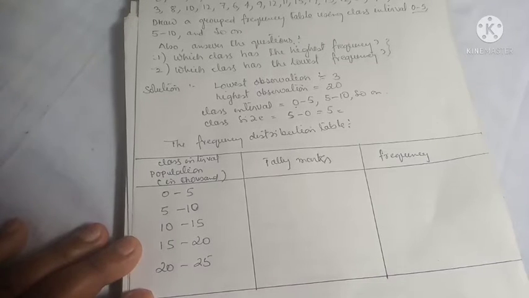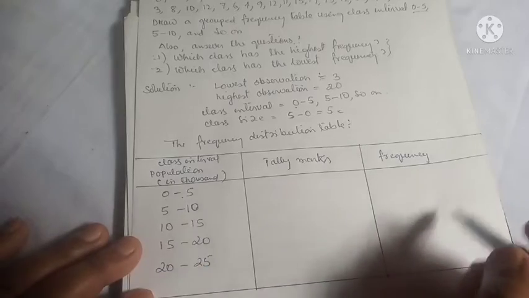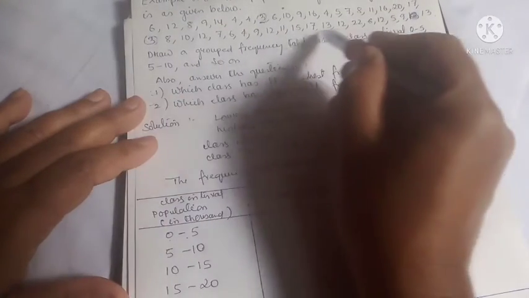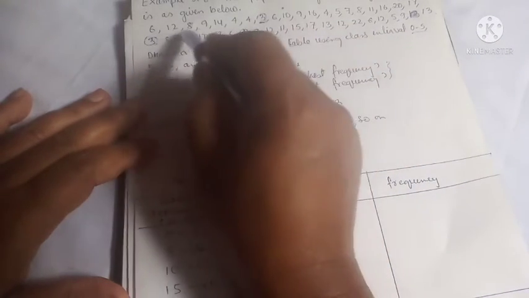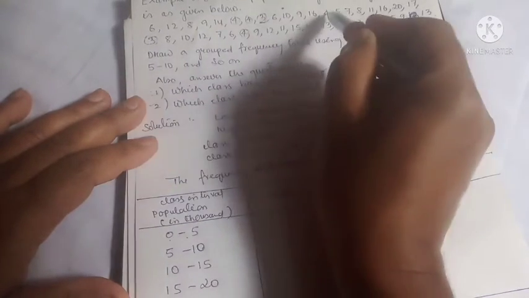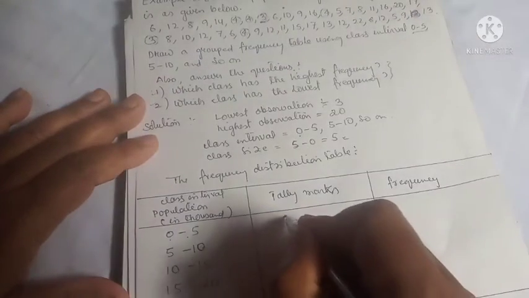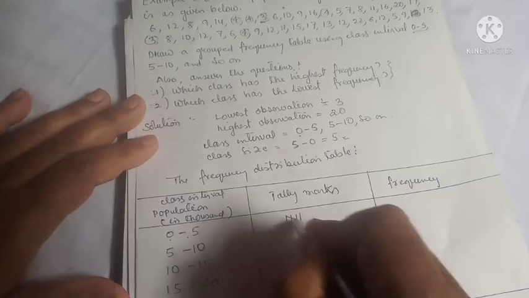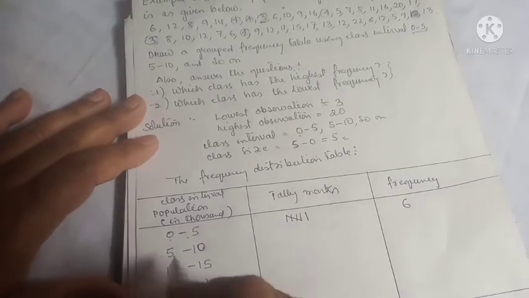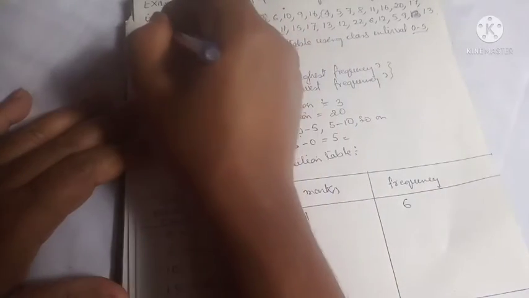Okay. Now we have to see how many villages there are from 0 to 5. We can find out here: 1, 2, 3, 4, 5, 6. There are 6 villages. Then from 5 to 10, how many villages are there?